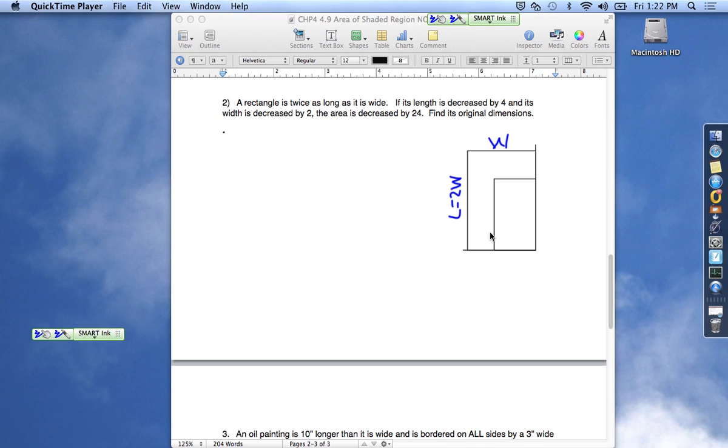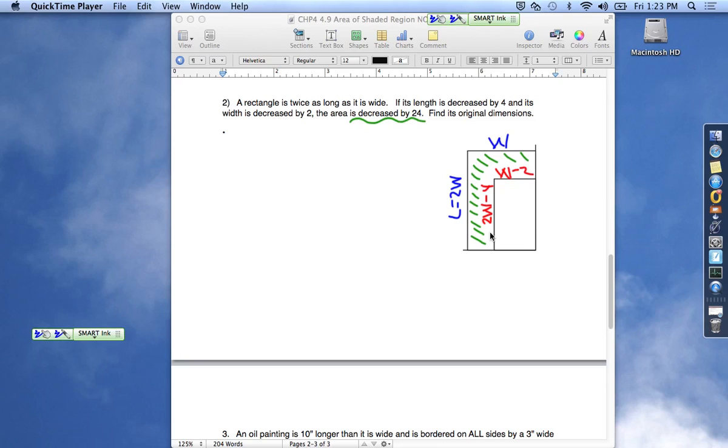So mark your sketch up so that the larger rectangle is where we're starting. And now we're taking away area. So length is decreased by 4 and width is decreased by 2. So the length comes down by 4. So that means the blue 2W loses 4, and then the blue W loses 2. The area is decreased by 24, so I'll represent that with green.